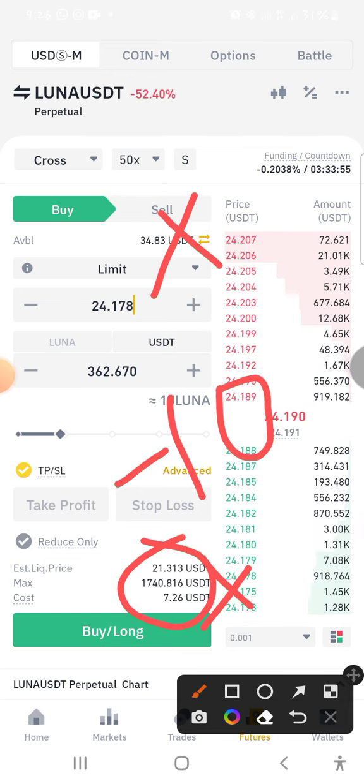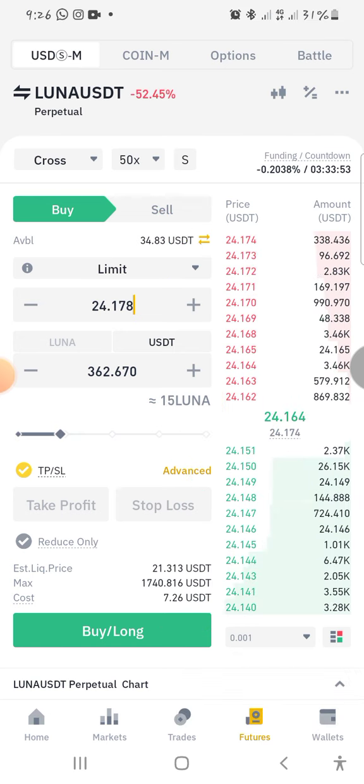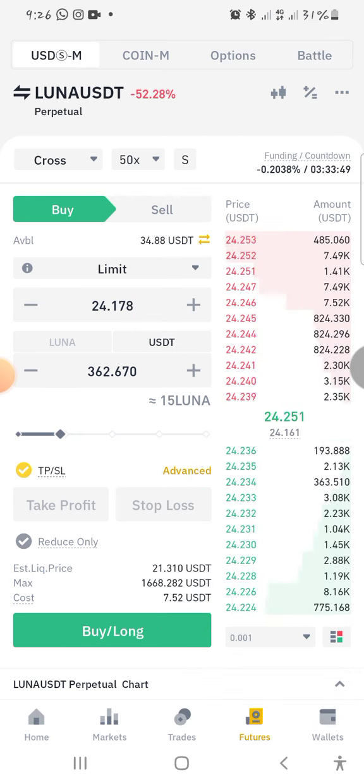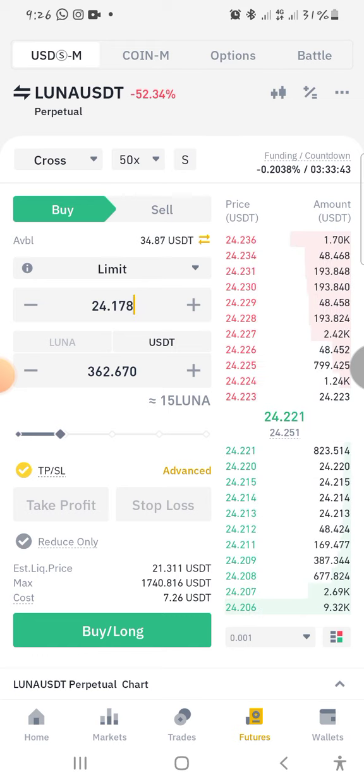That is the meaning of cross. It takes money from your wallets even if your stop loss is not hit. It's because you are using cross. It means you are using the whole money in your wallet to risk the trade.